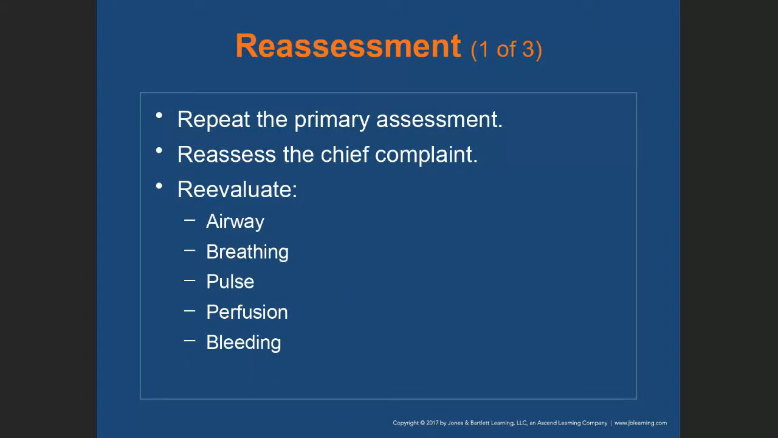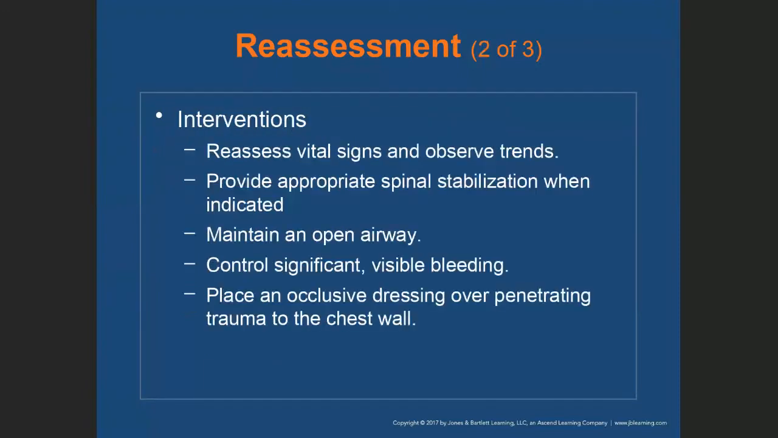In your reassessment, you're repeating your primary assessment. Reassess the chief complaint, reevaluate airway, breathing, circulation, and bleeding control. Interventions, reassess vital signs and observe for trends. Is your patient trending up or down, or is the patient stable? Provide appropriate spinal stabilization or spinal motion restriction when it is indicated. Maintain a patent airway, control significant or visible bleeding, place an occlusive dressing over penetrating trauma to the chest wall.